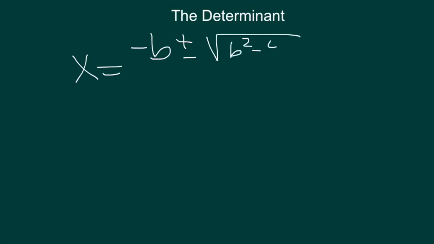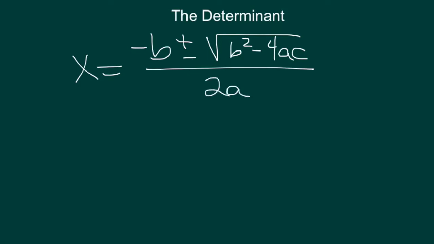Okay, the determinant. Sounds like a big word, so it's got to be scary, right? No, it's not. We know the quadratic formula is x equals negative b plus or minus the square root of b squared minus 4ac all over 2a.